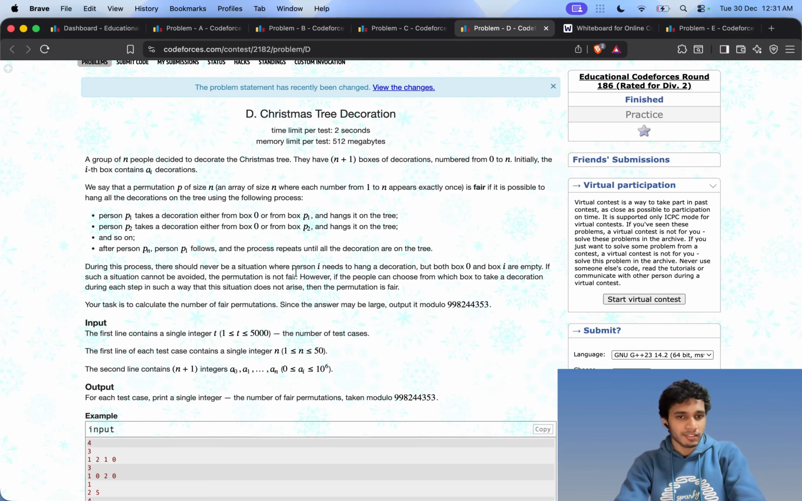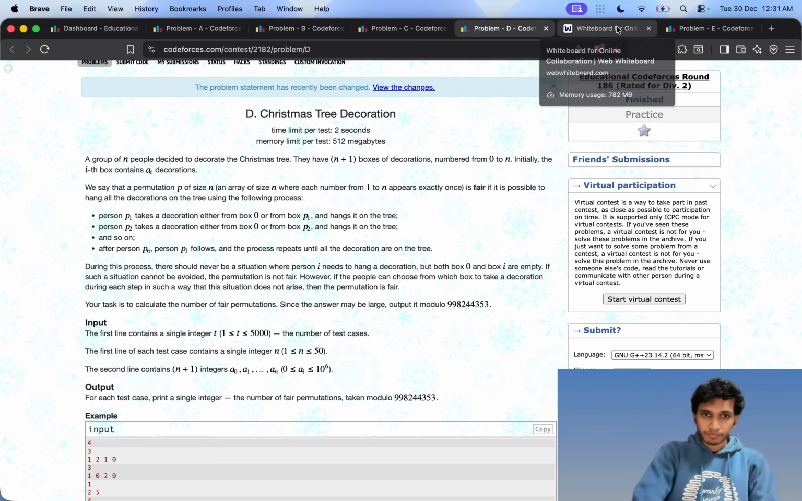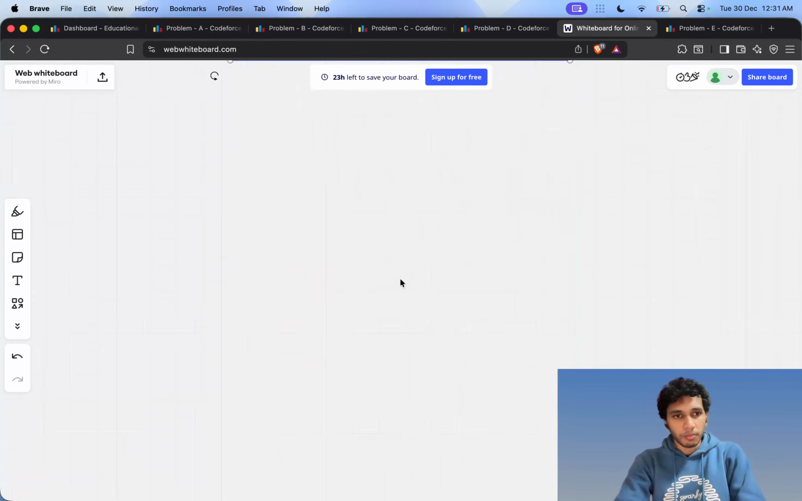This last paragraph basically means that we have independence of choice of the box from which a particular person will choose. That is, we will direct that person: you choose from P1, or you choose from P0. Okay, what does the overall problem statement mean?